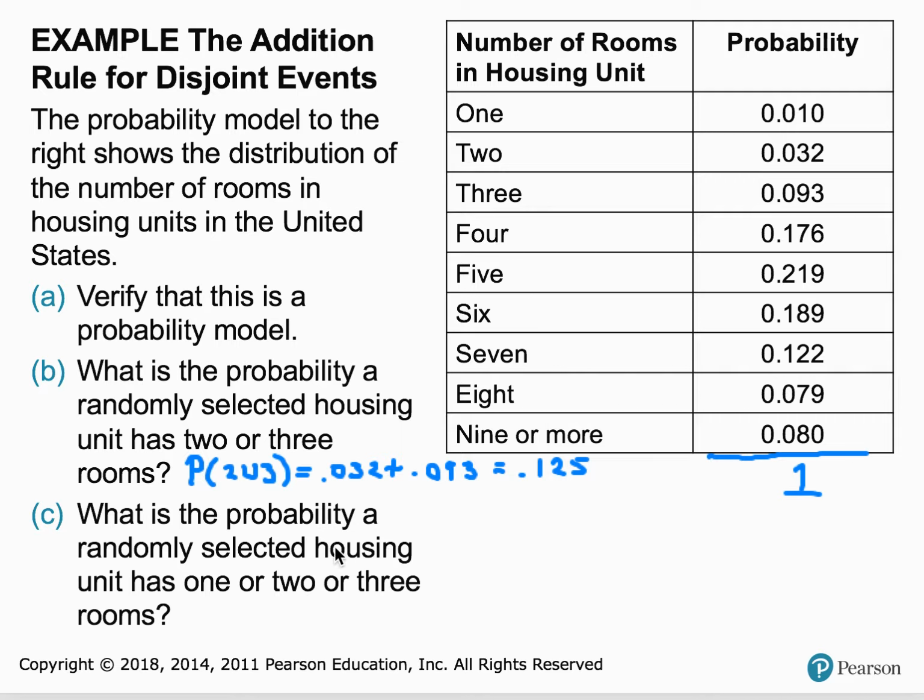Okay, what's the probability a randomly selected housing unit has 1 or 2 or 3? Well, it's the probability that it has 1, 0.010, plus the probability it has 2, plus the probability it has 3. All right, I've already added these two, so now all I got to add to that is 0.01, so that gives me 0.135.